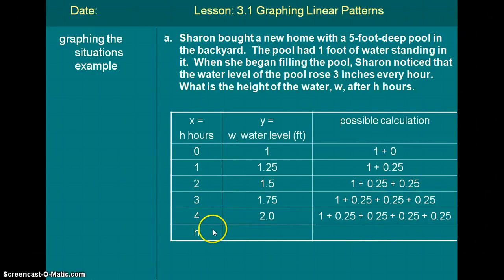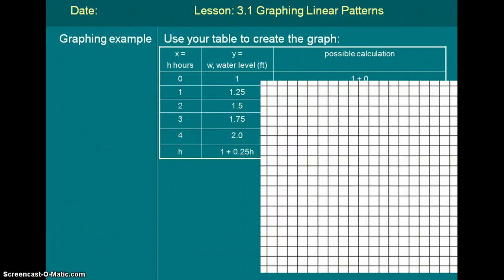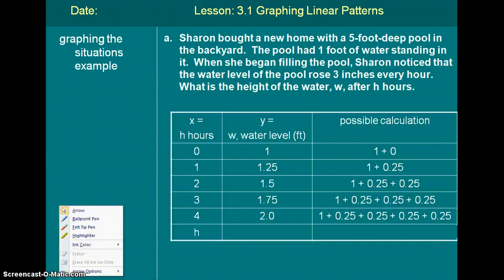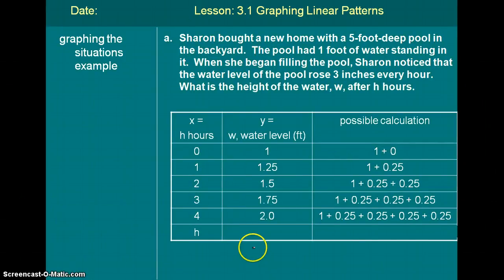What would happen if we didn't have the number, but kind of directions to calculate the water level after h hours? In this instance, we can see that the water level would be the original 1 plus the 1/4 of a foot for every hour. So we would multiply by the number of hours, and this would give us our W. This is what we're talking about when we say a linear equation.